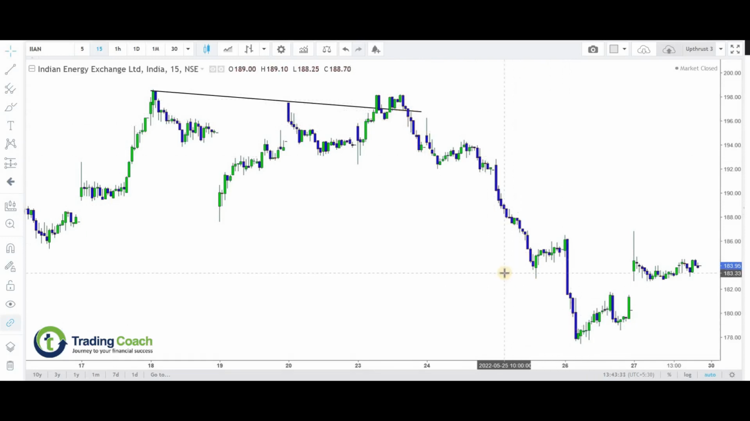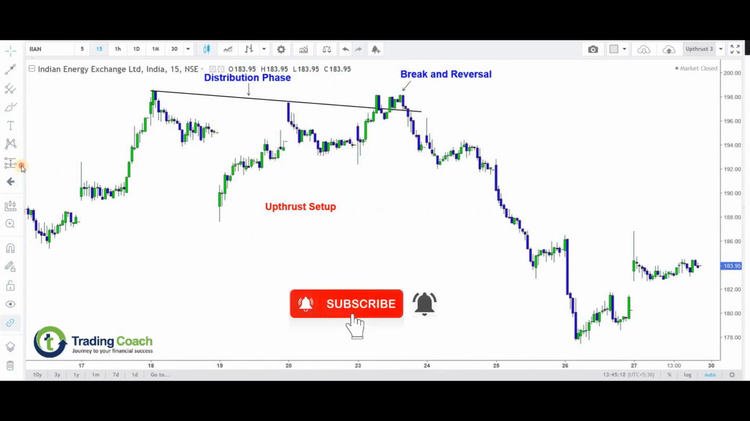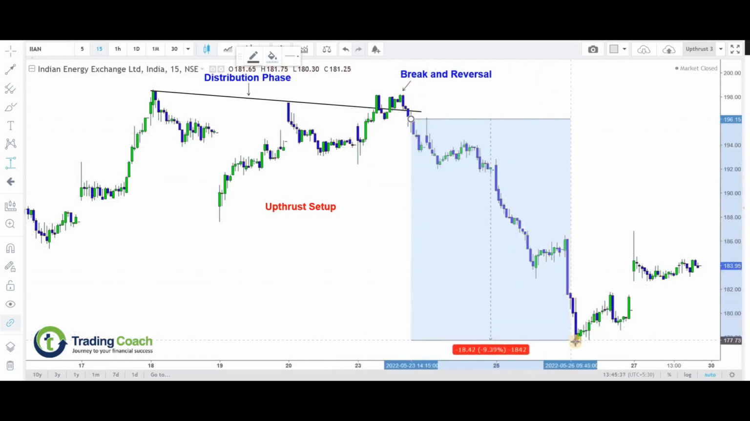So let me highlight some of the points here so that we can understand. Here are some of the notes for your consideration. We have an excellent distribution phase. There is a nice break and reversal. Right after that, the prices fell like anything. So this is a good example of an upthrust setup. All right. So let us quickly measure how many percentage points the prices have fallen. Basically what you would have done is, right after the break and reversal, you would have taken a short position. You would have kept your stop loss just above somewhere here, and you would have captured this entire sell-off. So let us measure how many percentage points the prices have fallen.